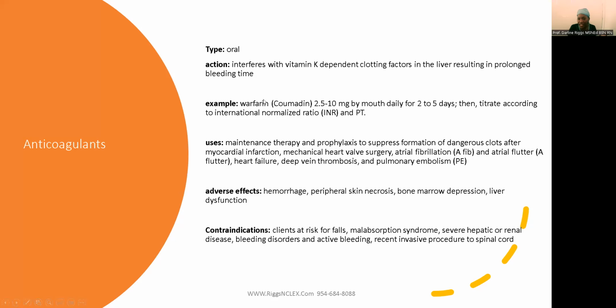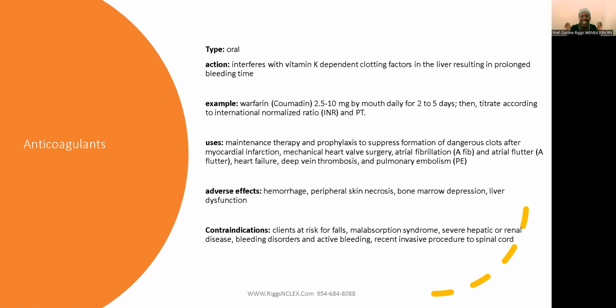Pay attention, what drug is it? If it's Coumadin warfarin, I care about the INR and PT. If it's heparin, I care about the APTT. So we use those for MI that we're talking about. AFib we've already talked about. Atrial flutter we've already talked about. If a client had mechanical valves, so a number of reasons why we may need to use these in order to prevent clots, DVT obviously, pulmonary embolism obviously, and bleeding is an issue. I mentioned that earlier. So bleeding, skin necrosis, bone marrow depression, liver dysfunction. So if they already have a history of liver problems, then we need to reconsider.